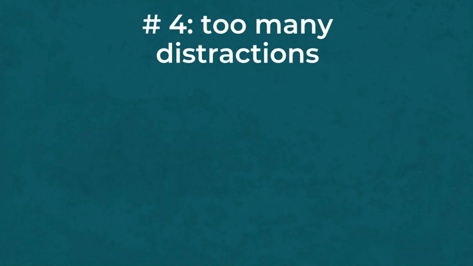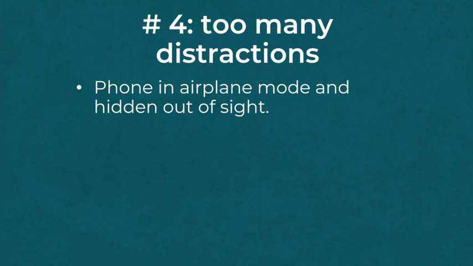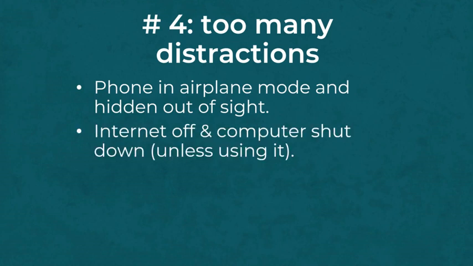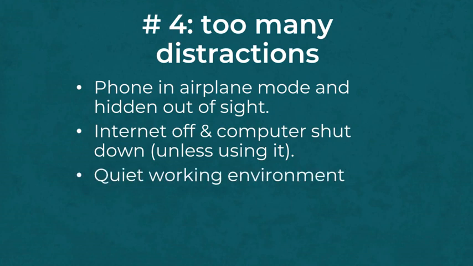You've got to combat these distractions and cut them down. So the easiest way to do this is to put your phone in airplane mode and have it hidden out of sight when you're working. And also have your internet off and your computer shut down unless you're using it. This is going to give you a quiet working environment. And having a quiet working environment is the key to focus.